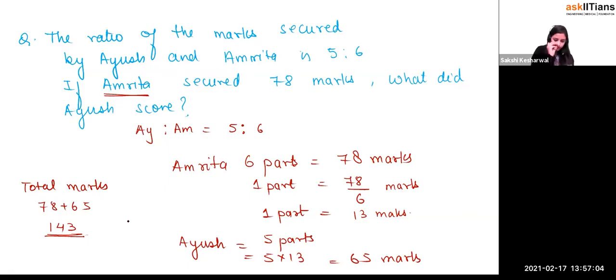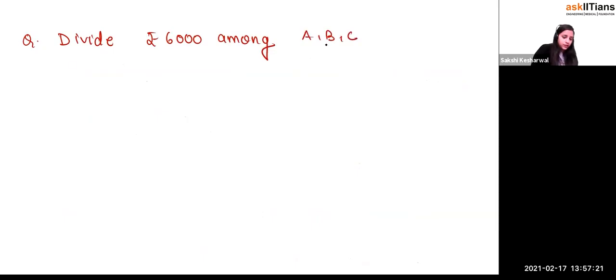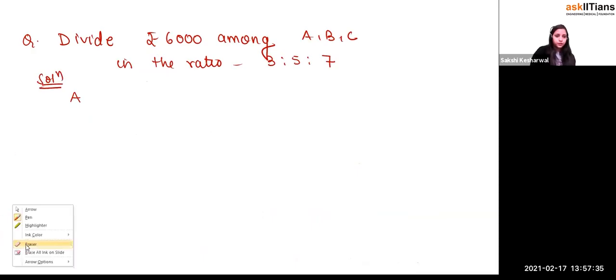Okay, I'll give you one more question. Let's do this. It says divide rupees 6,000 among A, B, and C in the ratio 3:5:7, right? So what is the part that A is going to get, beta? Just tell me. A is going to get how many parts?